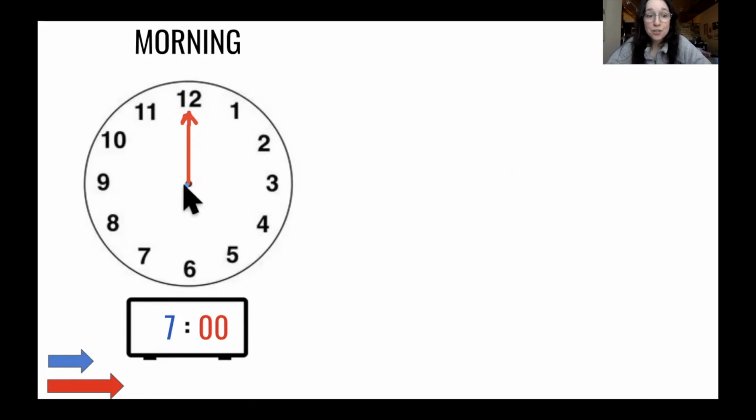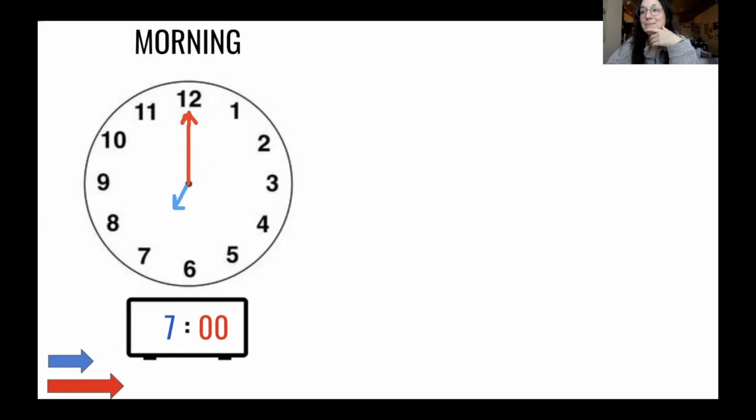Now I have to make sure that my hour hand is shorter, because I know that my hour hand is always going to be shorter than my minute hand. I cannot be drawing my hour hand as long as my minute hand. The time is 7:00. I know that when my minute hand points to 12, I say o'clock.